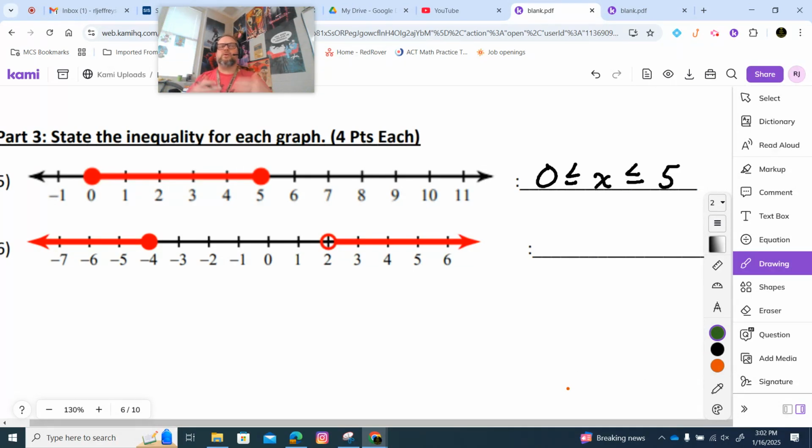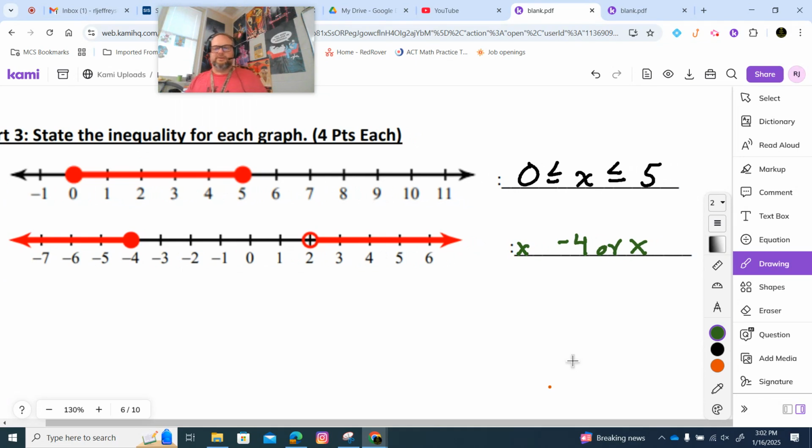All right, we know on our OR problems that we're going to have X and some number. Well, our number is -4. And then we're going to have an X and our other number, which is 2. Okay, this goes less than or equal to.